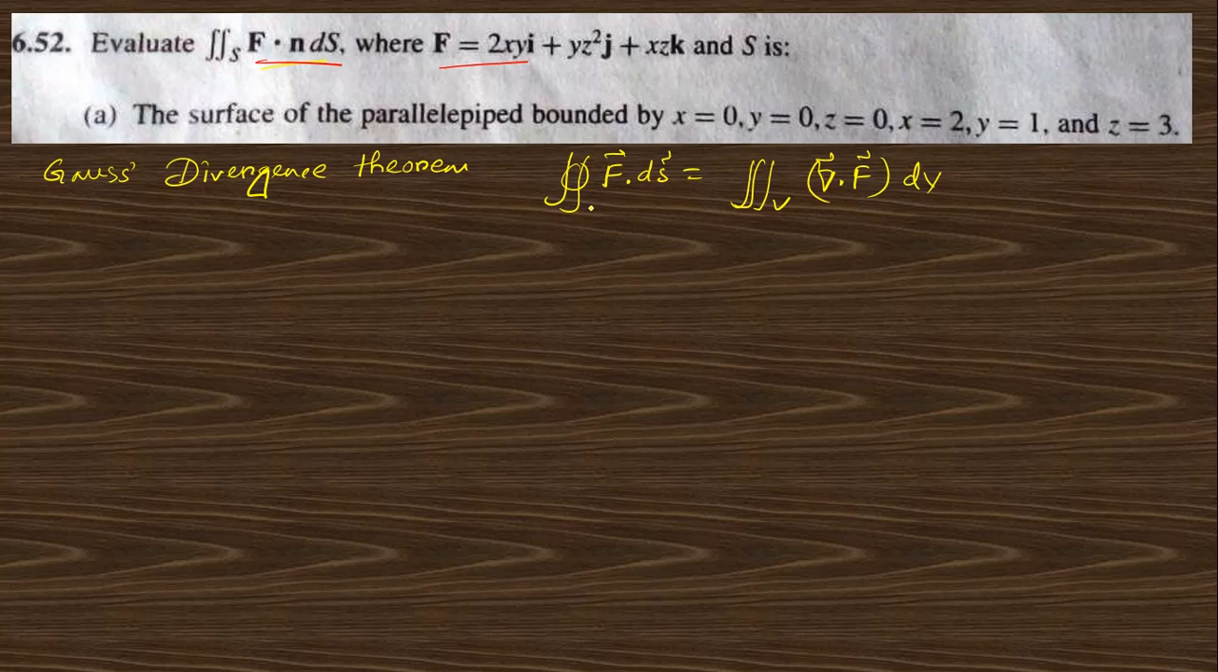For that you need a closed surface. Here the surface of the parallelepiped is also closed, which is why we can use the Gauss theorem. There is no problem. If there is a discontinuity, then we cannot apply it, but there is no discontinuity, so we can apply the Gauss theorem. I want to draw this parallelepiped.